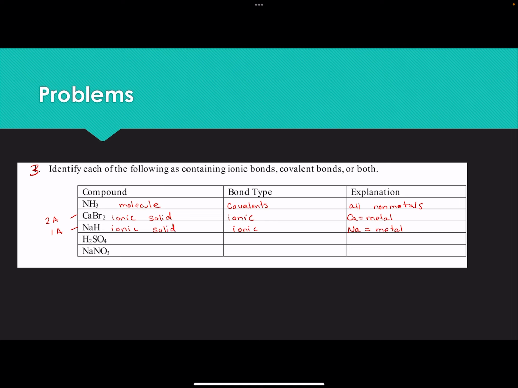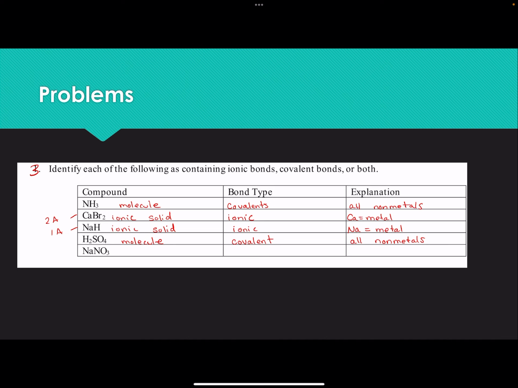Next, I've got H2SO4. So I've got hydrogen, sulfur, and oxygen. They all are over on the right side of the periodic table, so they are all nonmetals. Since they are all nonmetals, that substance contains covalent bonds, and H2SO4 is a molecule.